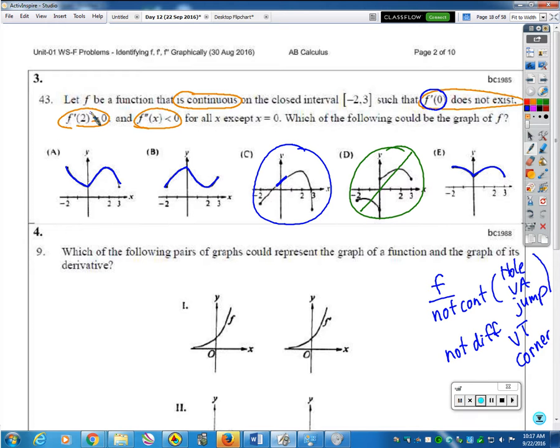F prime of 2 is supposed to equal 0. So we talk about that one. Ellie. So when x is 2, f is 0. Perfect. So does the one I'm drawing here, Ellie, fit this clue? Yep, so we don't eliminate. How about this one, Ellie? That looks good. How about this one?